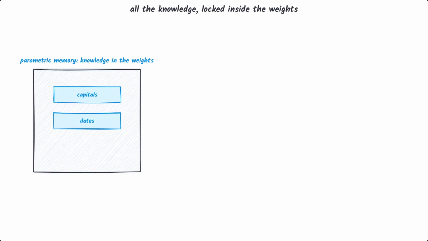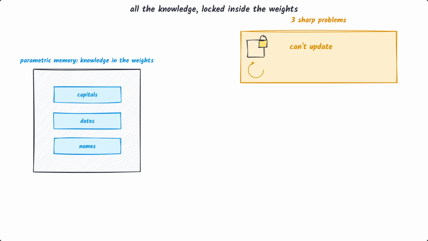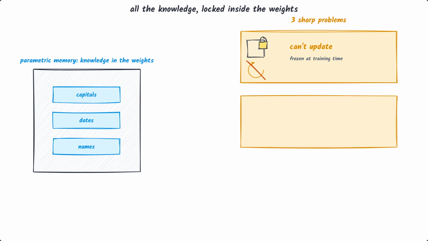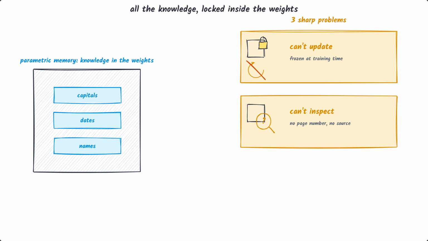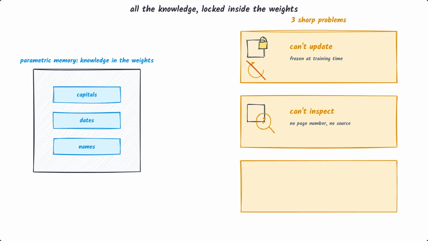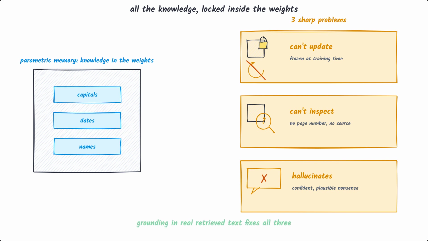Why does that matter so much? Because knowledge baked into the weights has 3 sharp problems. You can't update it. The world changes, but the weights don't, short of retraining the whole model. You can't inspect it. There's no page number, no source, so you can't check whether it's telling the truth. And it hallucinates. When a fact isn't cleanly stored, the model confidently invents something plausible. Grounding the model in real retrieved text attacks all 3 at once.